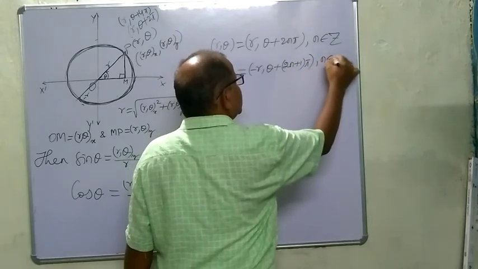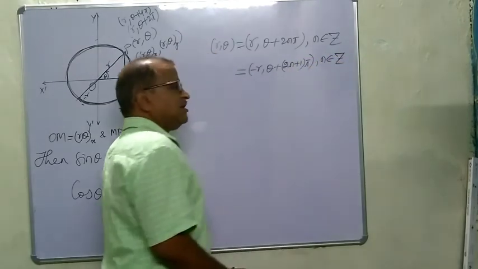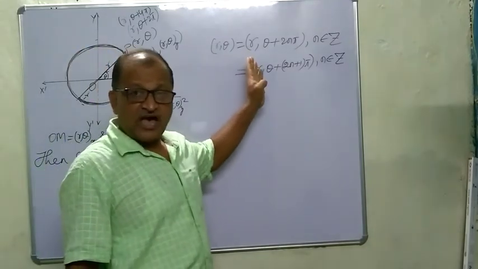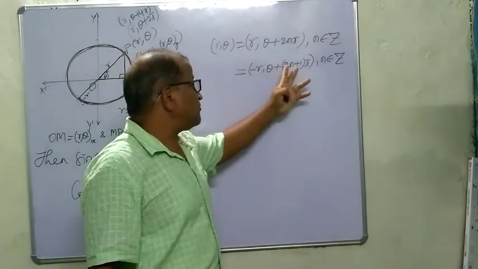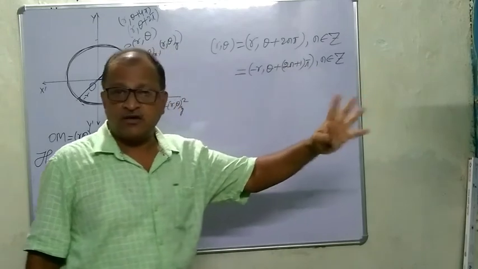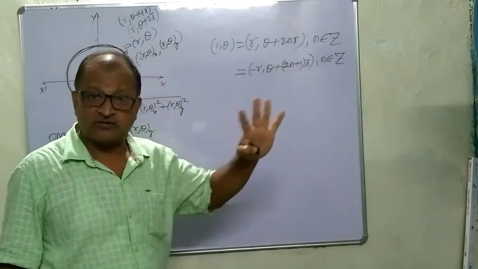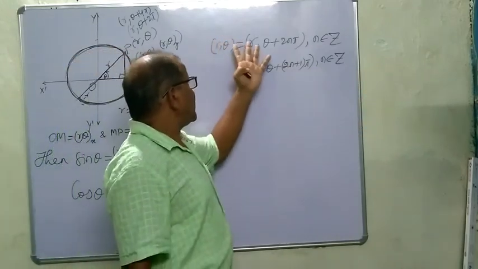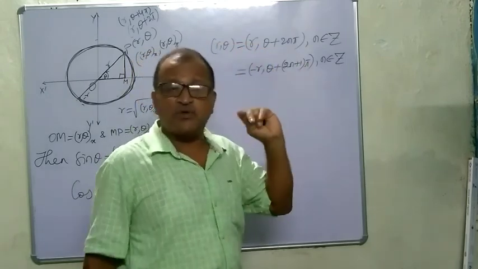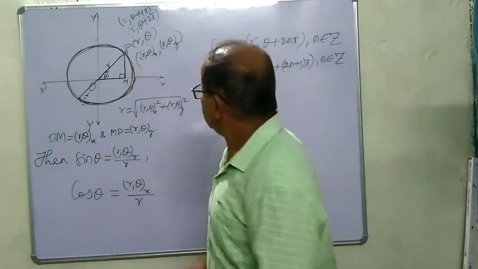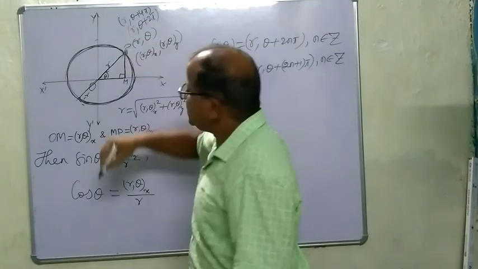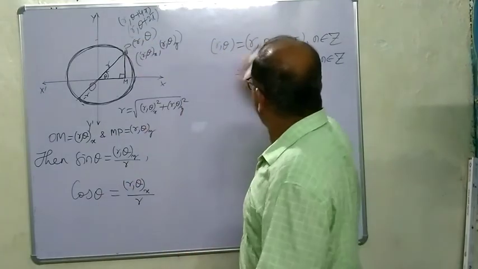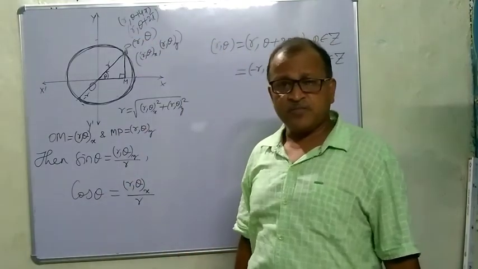N is an integer. Anyway, if you want to change r to minus r, then you have to add theta plus (2n plus 1) pi, an odd multiple of pi. If you want to keep r fixed, then theta plus 2n pi. You see, the point is same, but the coordinates are varying.